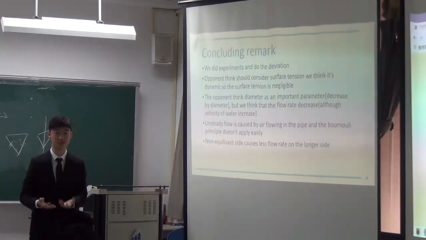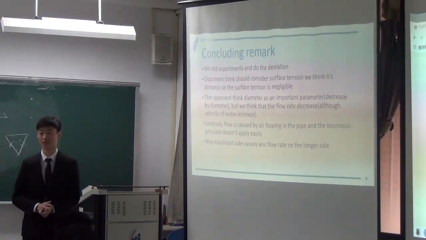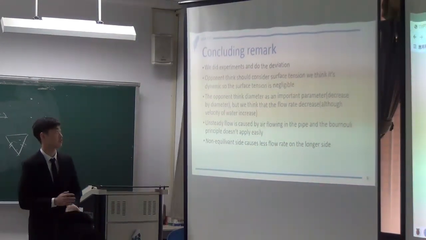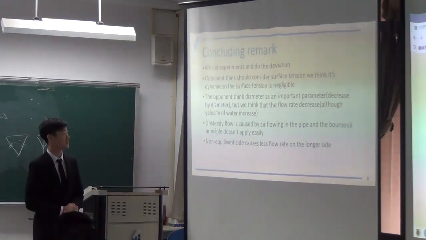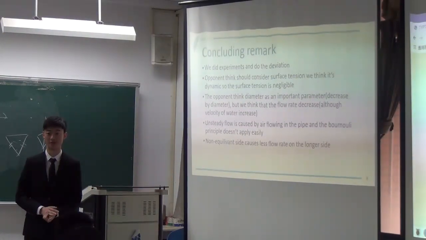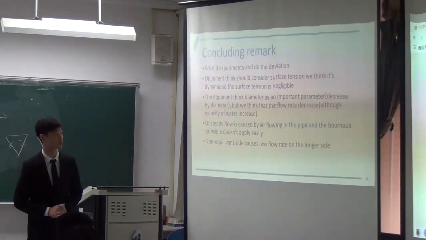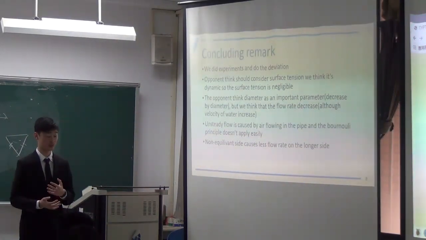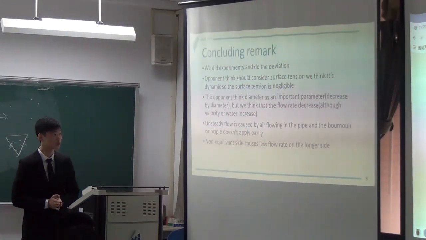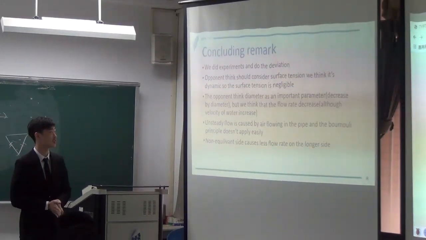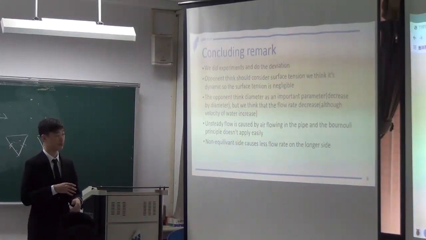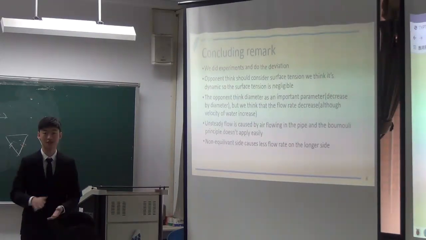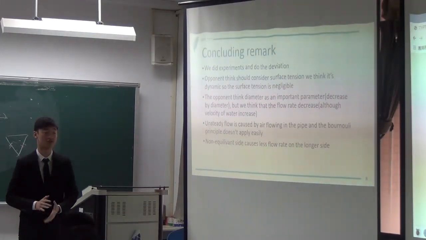Secondly, the water flow velocity is very high, so the surface tension effect is negligible. And then the opponent thinks that diameter is an important parameter because they think that surface tension is an important parameter. But we think that diameter is important, because the flow rate decreases due to the diameter change, not because of the surface tension effects.